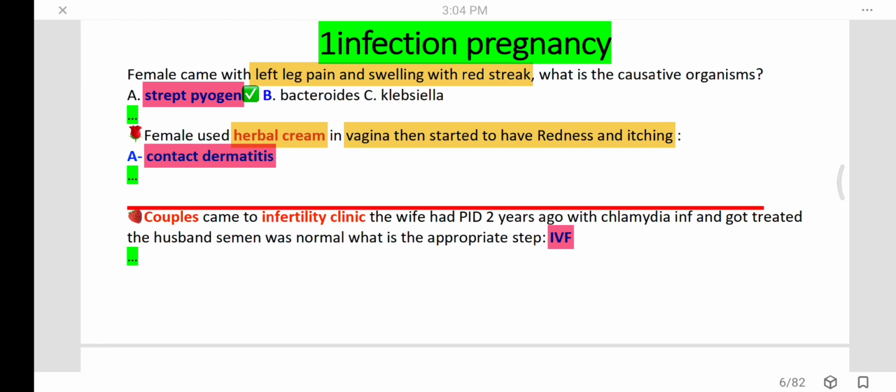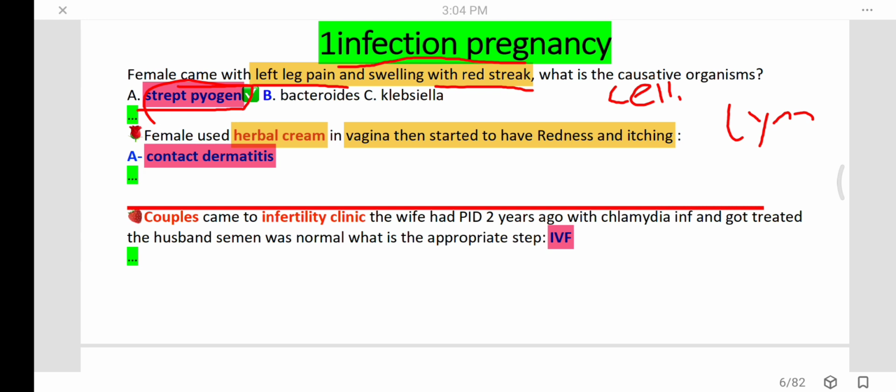In today's video, we are going to discuss infections in pregnancy. So the first question is: a female patient came with left leg pain and swelling with a red streak. Red streak means there is some kind of cellulitis or lymphangitis. In both of these cases, the commonest bacteria is either Streptococcus pyogenes or Staph aureus. So in any case of cellulitis or lymphangitis, you have to choose Streptococcus pyogenes or Staph aureus because they are among the normal flora of the skin.